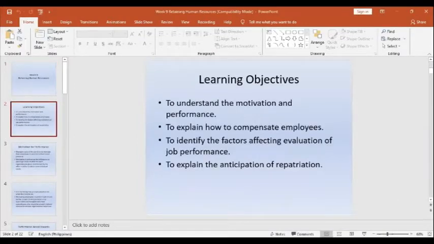Okay, so our learning objectives here are to understand motivation and performance, to explain how to compensate employees, to identify the factors affecting evaluation of job performance, and to explain the anticipation of repatriation. When I say repatriation, it's about a person going back home or returning to his home country for good, just like the OFWs who, after they work in a country for more than a year, have to settle down in the country. So that's repatriation.